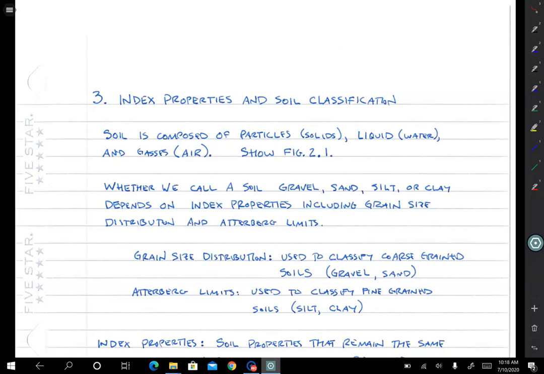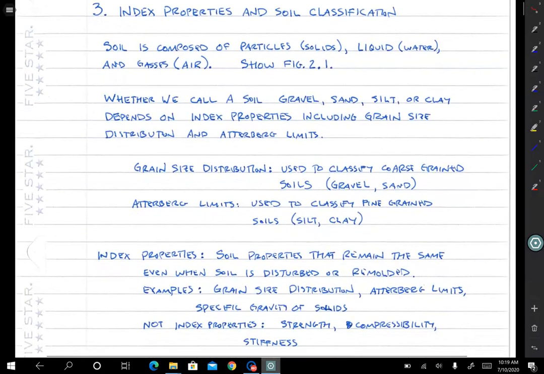But there's also liquid, usually water, although there could be other liquids in the soil, and gases, typically air, but there could be methane. In Southern California, we actually have places with quite a bit of methane in the ground. But anyway, that's beside the point for this lecture. All we need to really focus on here is that you've got these three different phases that are contributing to the soil composition: solids, liquid, and gases.